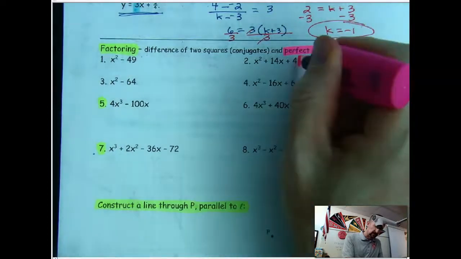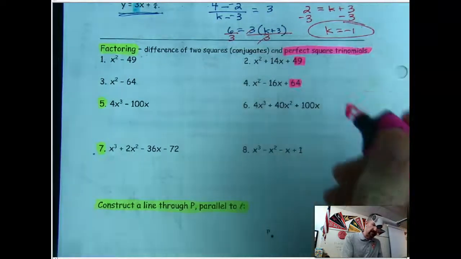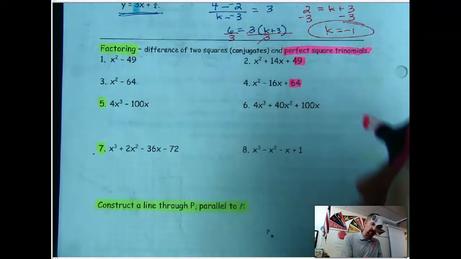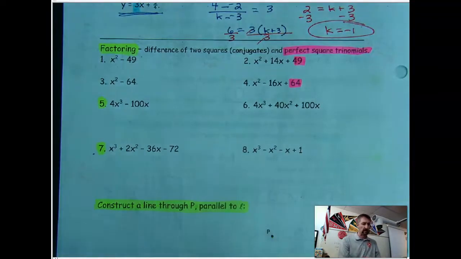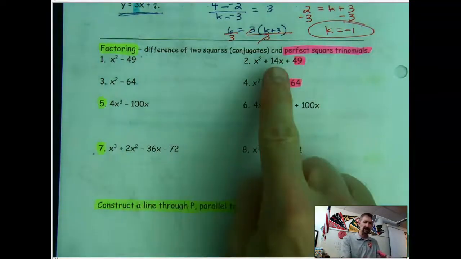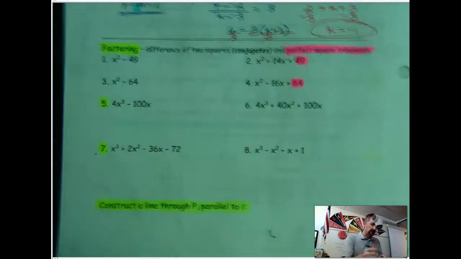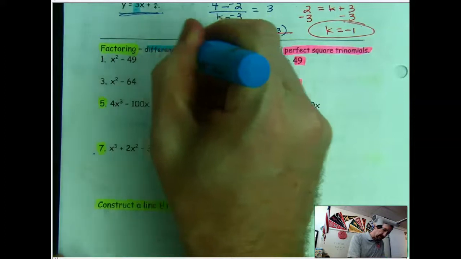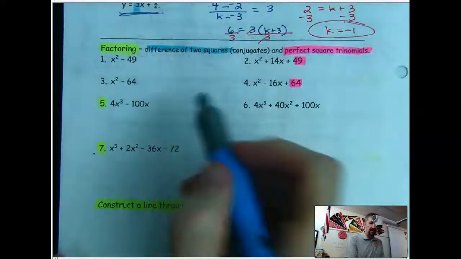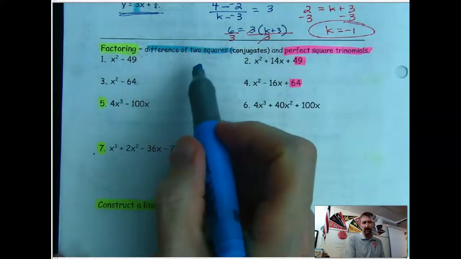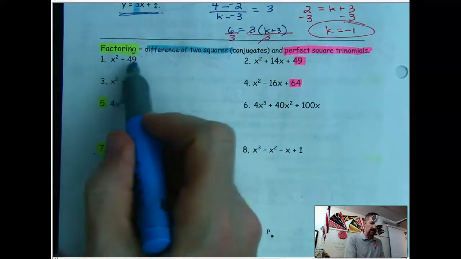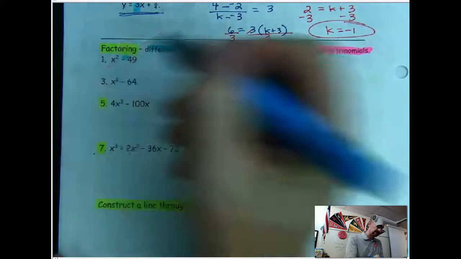trinomials. So now, just because it ends in a perfect square doesn't mean it has to be a perfect square trinomial. It depends on the middle term also. And the difference of two squares. So one clue that you have the difference of two squares is you have two things, and the other clue is that you're subtracting.